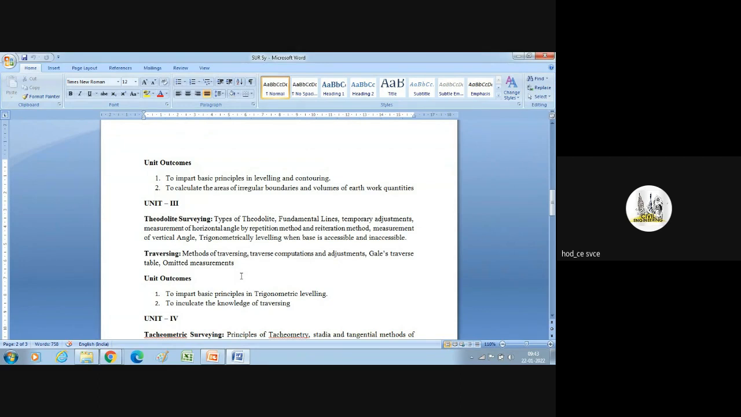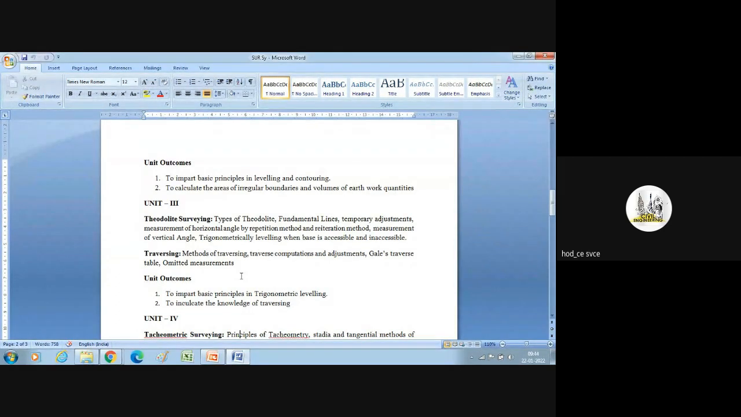And next, the measurement of horizontal angles as well as vertical angles. Both we can find by using this theodolite survey. How we are going to calculate the horizontal angle: here we have two methods, one is the repetition method and the other is the reiteration method. But coming to the vertical angle, we have only one method, that is the reiteration method. Next, trigonometrical leveling when the base is accessible and inaccessible.